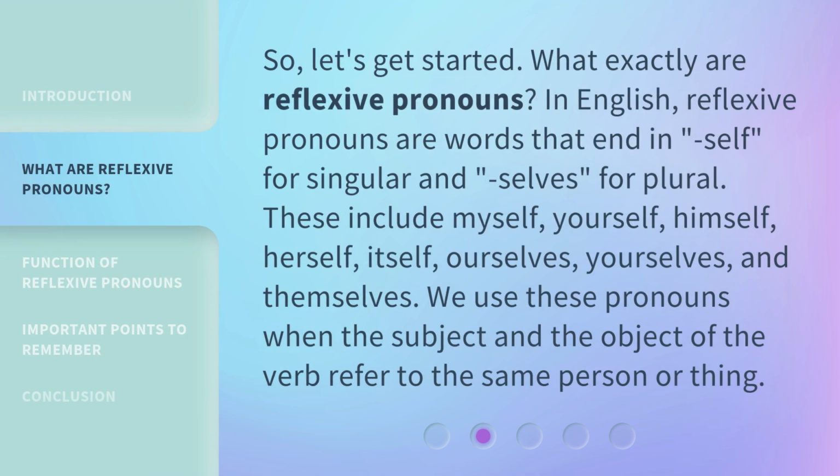So, let's get started. What exactly are reflexive pronouns? In English, reflexive pronouns are words that end in self for singular and selves for plural. These include myself, yourself, himself, herself, itself, ourselves, yourselves, and themselves. We use these pronouns when the subject and the object of the verb refer to the same person or thing.